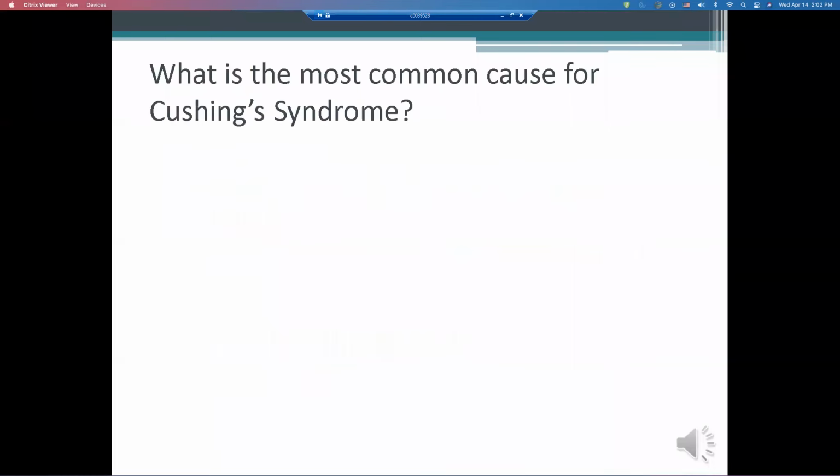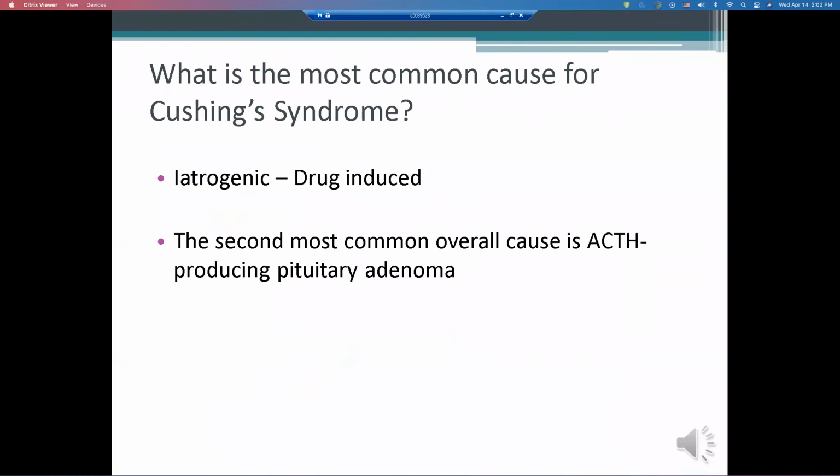So what's the most common cause for Cushing syndrome? Iatrogenic. That's the most common cause of Cushing syndrome. It's basically medications prescribed by physicians for immune suppression or whatever other indication.